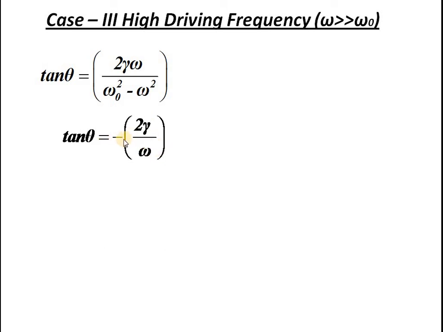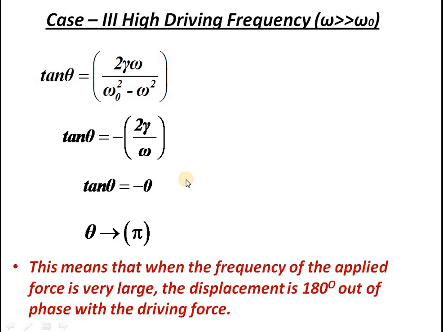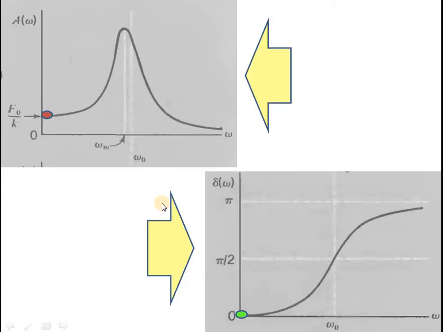So what is the meaning of this minus? Minus simply indicates that there is a phase reversal, or theta is equal to pi. That means in the displacement expression, a pi is coming. That means x is equal to A sine of omega t minus pi. So that is why we say that when the applied frequency is very large, the displacement is 180 degrees out of phase with the driving force. This is the physics that we can extract from this result. Understand?